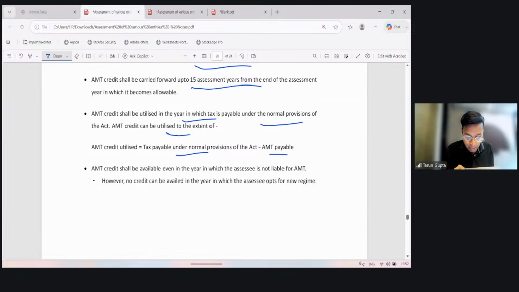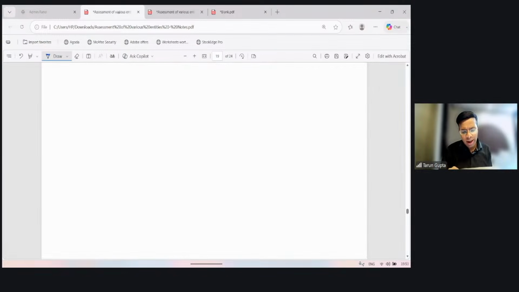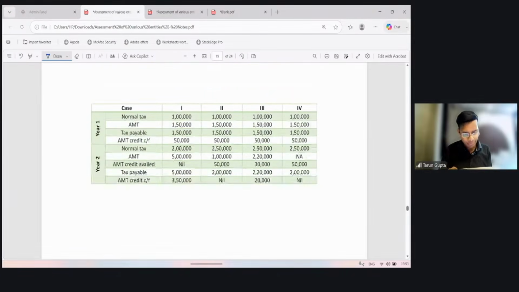AMT credit shall be available even in the year in which the assessee is not liable to pay AMT. So even in a year in which its adjusted total income is less than 20 lakh, it can claim the AMT credit if it is brought forward. However, no credit can be available in the year in which the assessee opts for the new regime. So once you opt for the new regime, your brought forward AMT credit lapses.